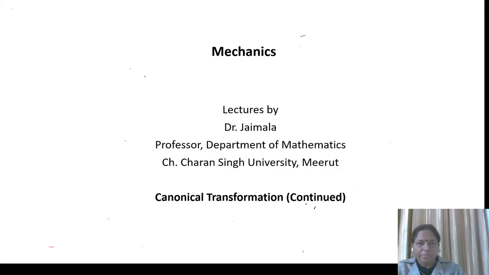Now I'll continue my previous lecture. For the last three lectures we are discussing canonical transformation. In this lecture, we'll see what are finally the conditions for a transformation to be canonical. In one lecture, I told you that if the Hamiltonian structure is preserved, that is, Hamilton's equations of motion are preserved for the new coordinate system, then you say that your transformation equations are canonical.